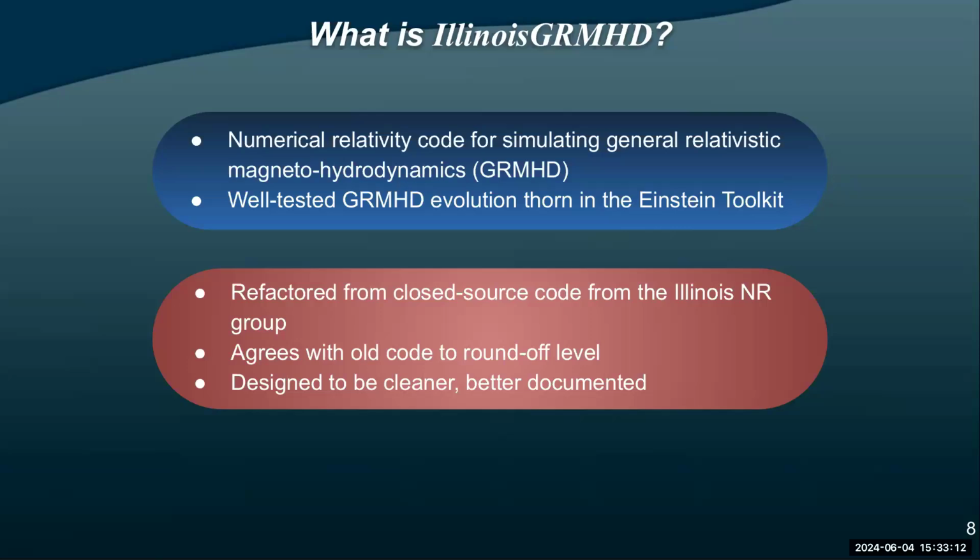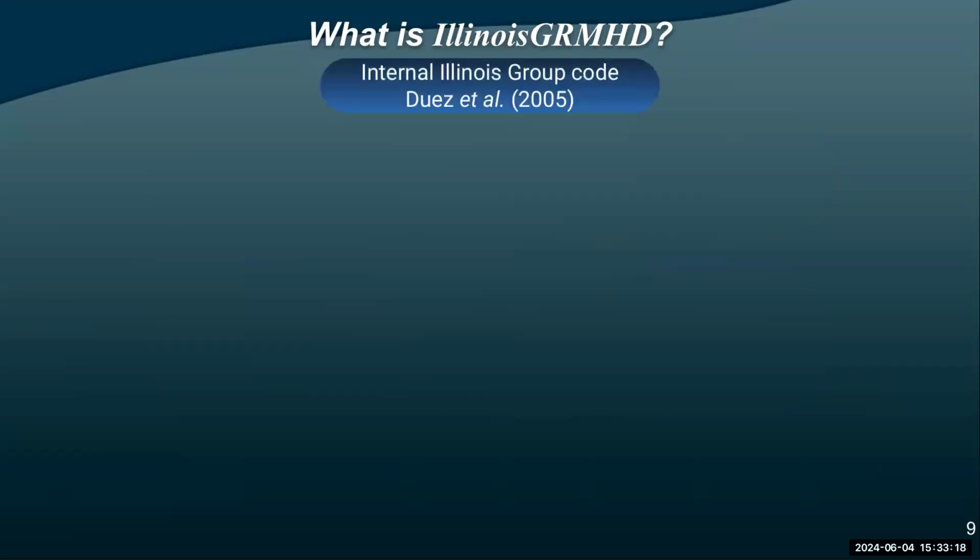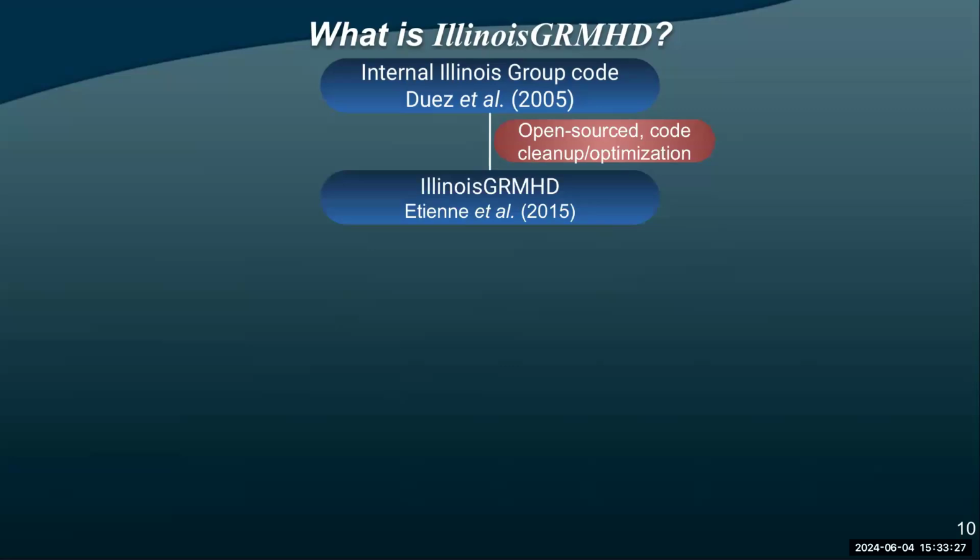And it's definitely much cleaner and has more comments about what's going on in the code than the original did. So we have the original code, and I'm listing the citation for all these codes. And this led to the open source cleaned and optimized version that was given to the Einstein Toolkit as IllinoisGRMHD. But this only includes a specific kind of nuclear equation of state, the hybrid equation of state.